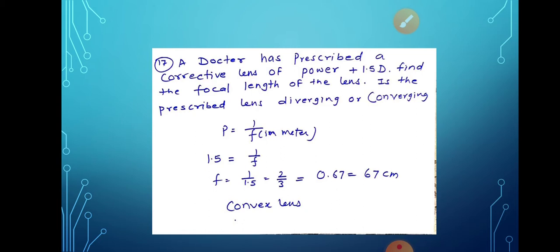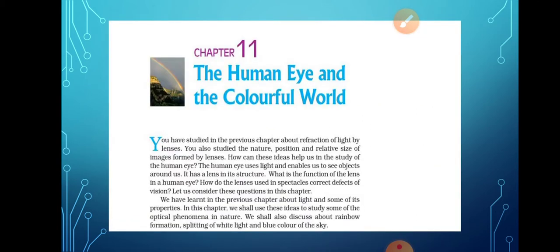Now our exercise is over. So today we will start a new chapter, that is human eye and the colorful world. This is chapter number 11. So your introduction is given. You have studied in the previous chapter about reflection of light by lenses. You have also studied about the nature, position, relative size.